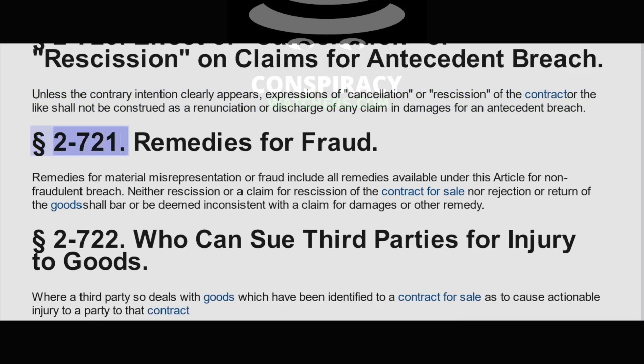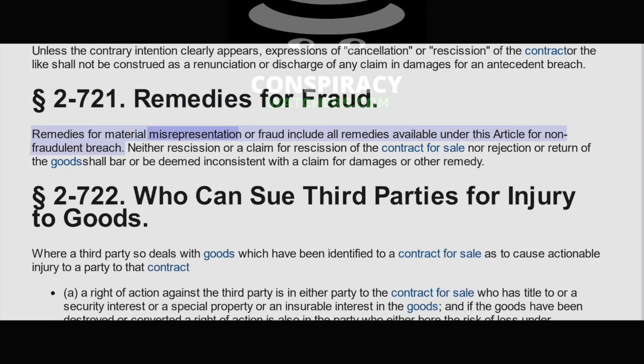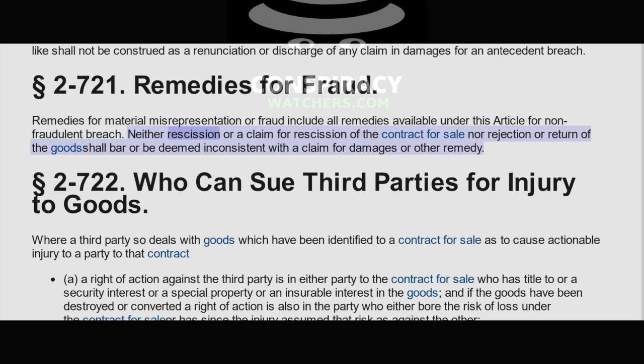Section 2-721. Remedies for fraud. Remedies for material misrepresentation or fraud include all remedies available under this article for non-fraudulent breach. Neither rescission or a claim for rescission of the contract for sale nor rejection or return of the goods shall bar or be deemed inconsistent with a claim for damages or other remedy.